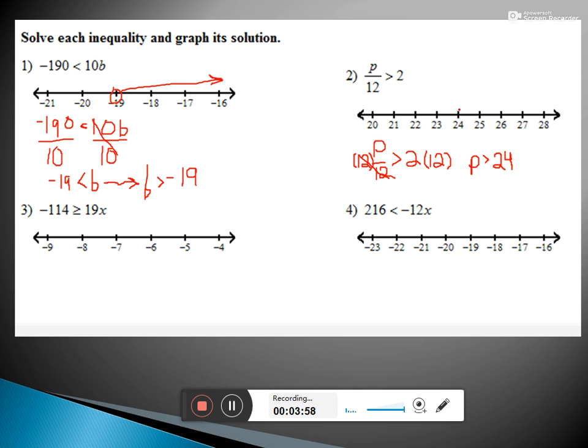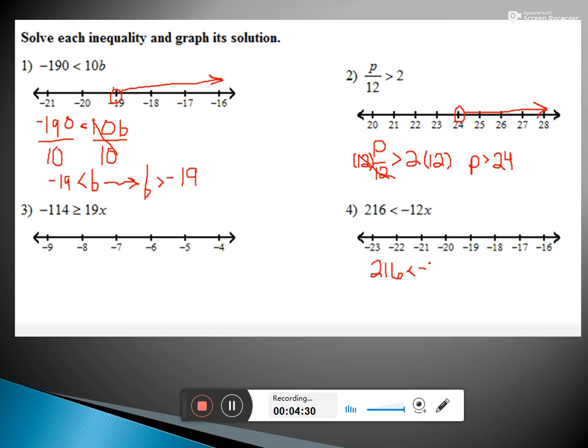We're going to circle the 24. It's a greater than symbol, there's no or equal to, so we leave it as an open circle. And we want those numbers bigger than 24. I know 36 is over here somewhere. 36 divided by 12 is 3. 3 is bigger than 2, so we're good. We're going to come down here and look at number 4. Okay, number 4, we have 216 is less than a negative 12x.